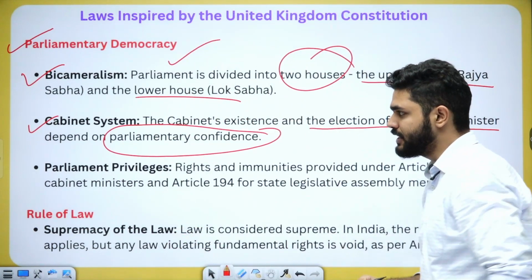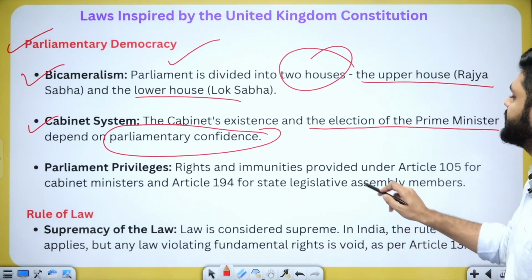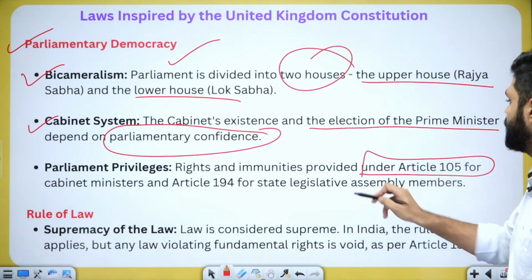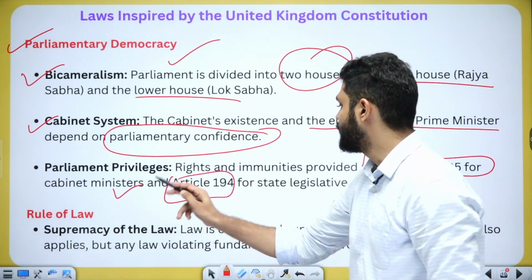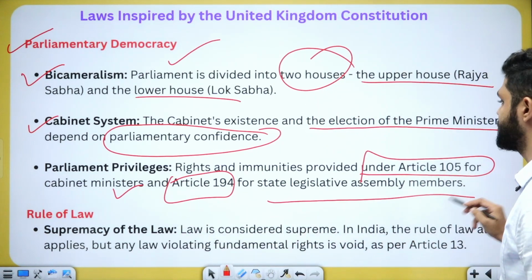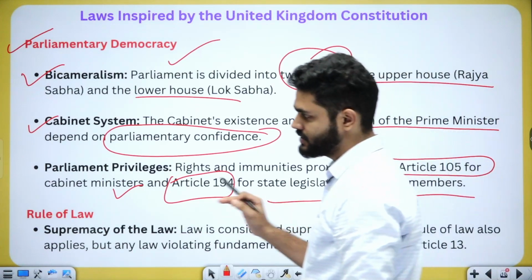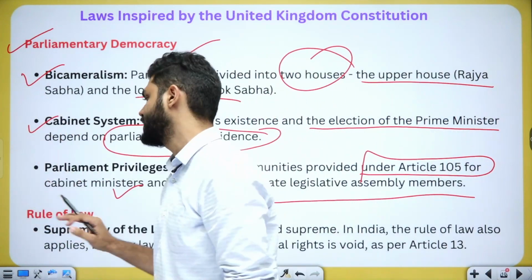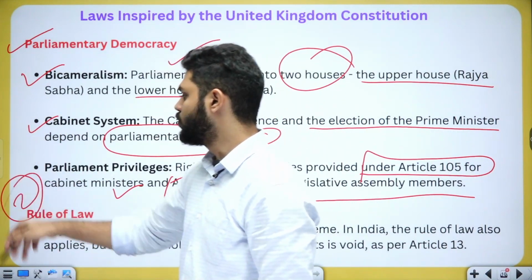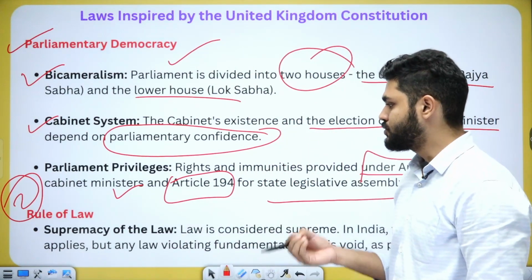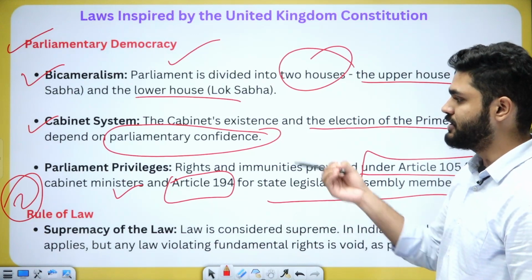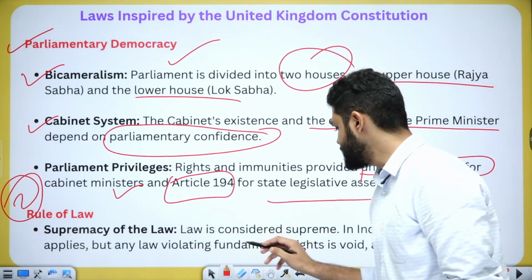Then there is parliamentary privilege, the rights and immunities provided under Article 105 for members of Parliament and Article 194 for the state legislative assemblies, and these parliamentary privileges have also been taken from the United Kingdom. Second one is the rule of law, that the law is supreme. Okay, so the supremacy of law has been taken from the United Kingdom. The law is considered supreme.